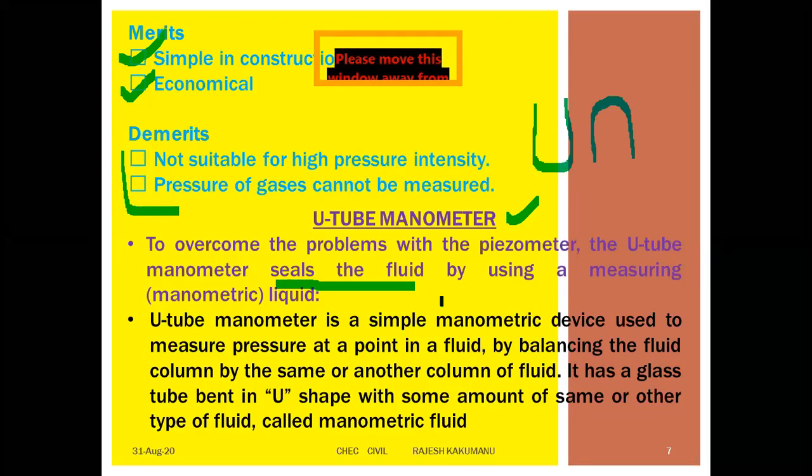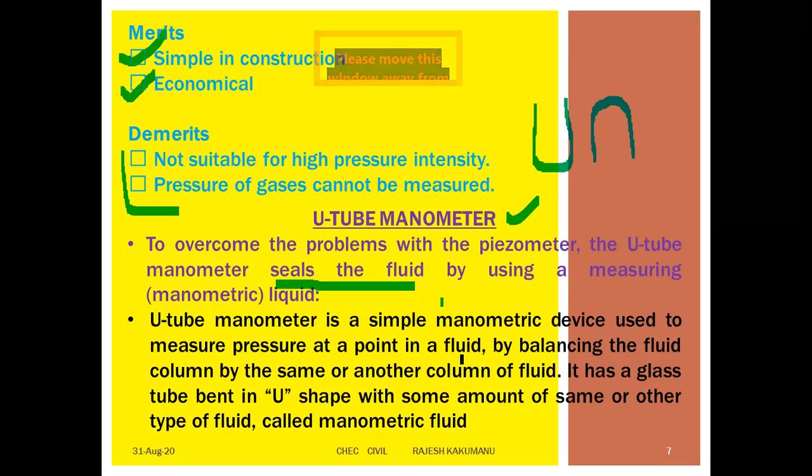Now, in this U-tube manometer, a simple type of manometric device is used to measure the pressure at a point of a fluid by balancing the fluid column by the same or another column of fluid. The same definition you can place here also. A U-tube manometer is a simple manometer device used to measure the pressure at a point in the fluid by balancing the fluid column by the same or other column of fluid.